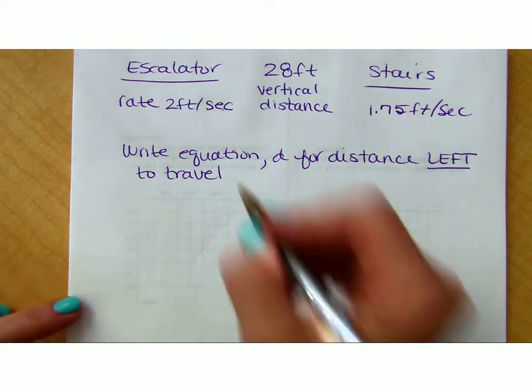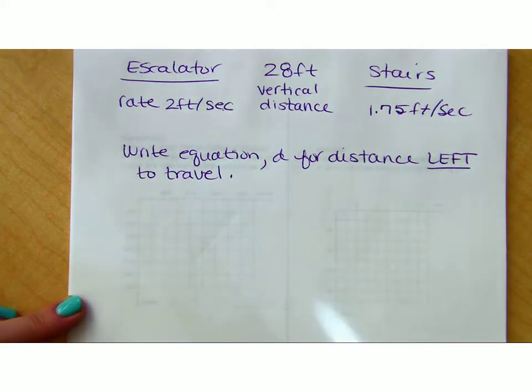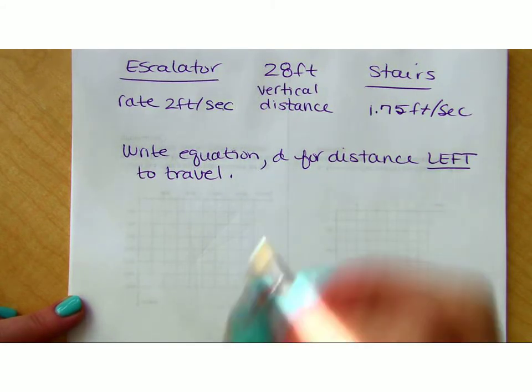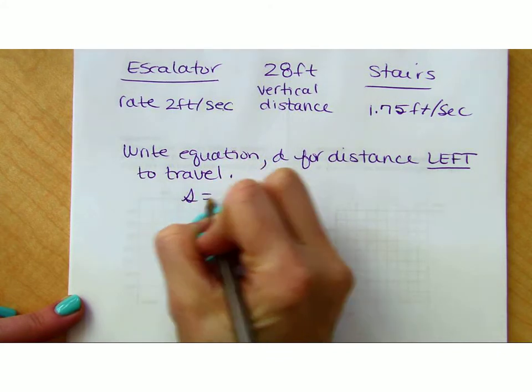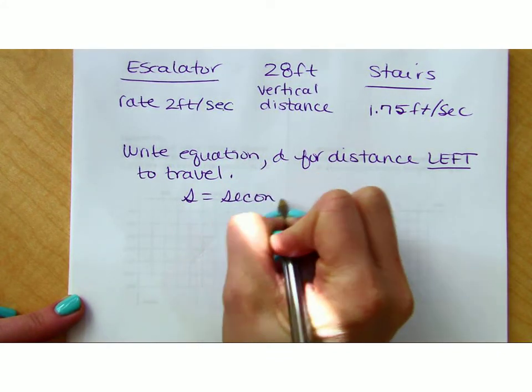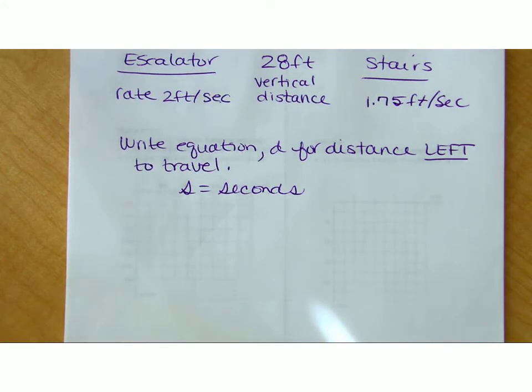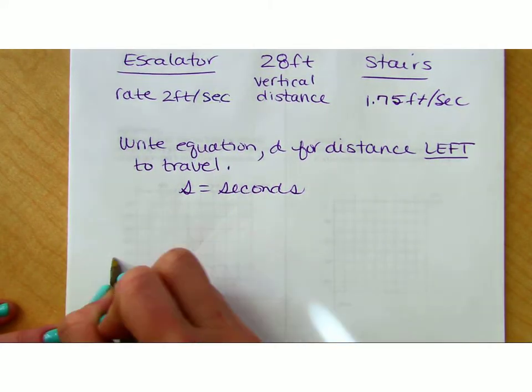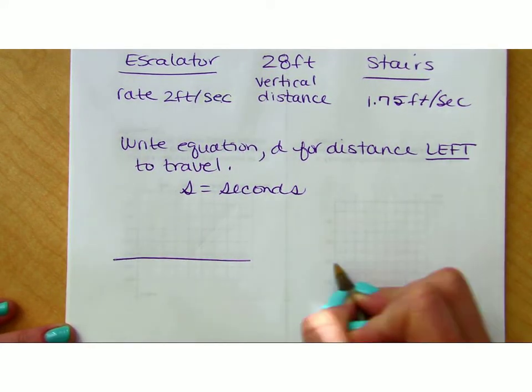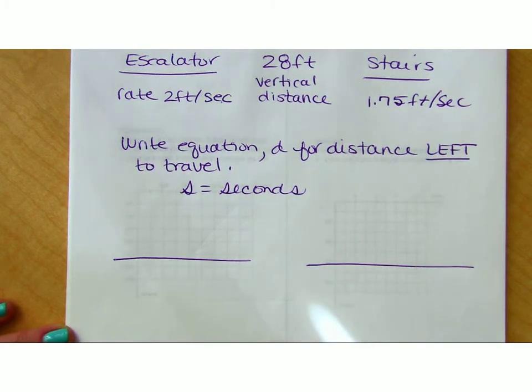And then it says use T for time. I kind of like using S for seconds. It just makes it a little easier to interpret once you are giving your conclusion. So I want you to write an equation for the escalator. I want you to write an equation for the stairs.